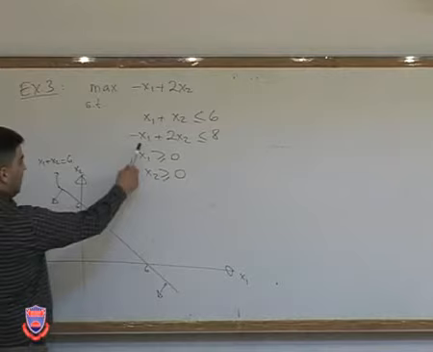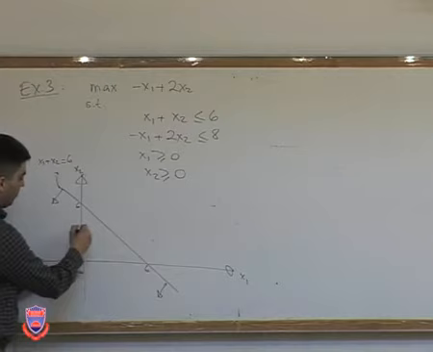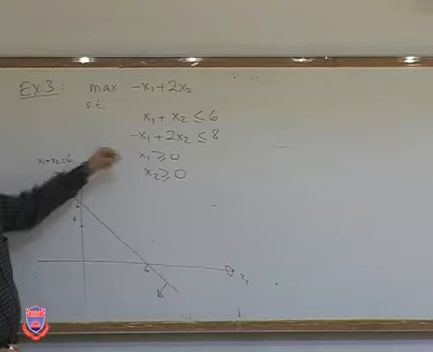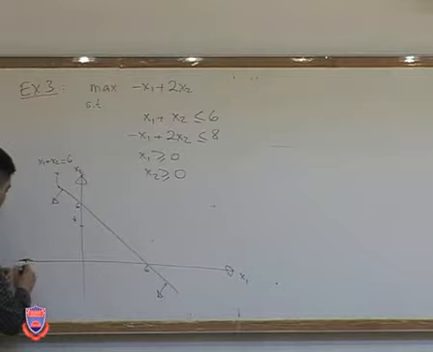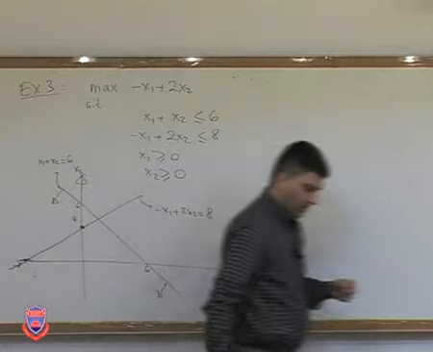Now let me look at the second one, minus x1 plus 2x2 equals 8. Again, first I'm going to look at the boundary, so I turn it into an equality constraint. If x1 is 0, x2 should be equal to 4, which is somewhere over here. And if x2 is 0, x1 should be minus 8, exactly, which is somewhere over here. So it goes through these two points. This is my line corresponding to minus x1 plus 2x2 equals 8. Once again, this is the boundary of our region.